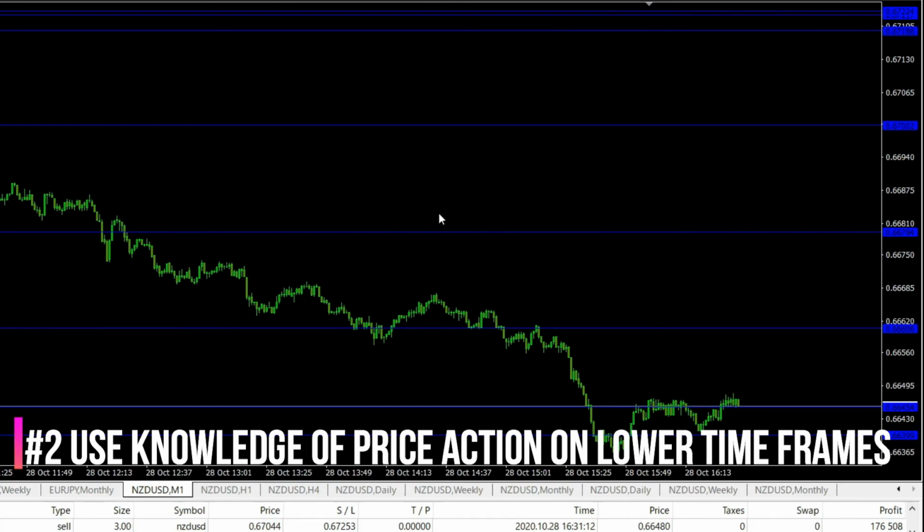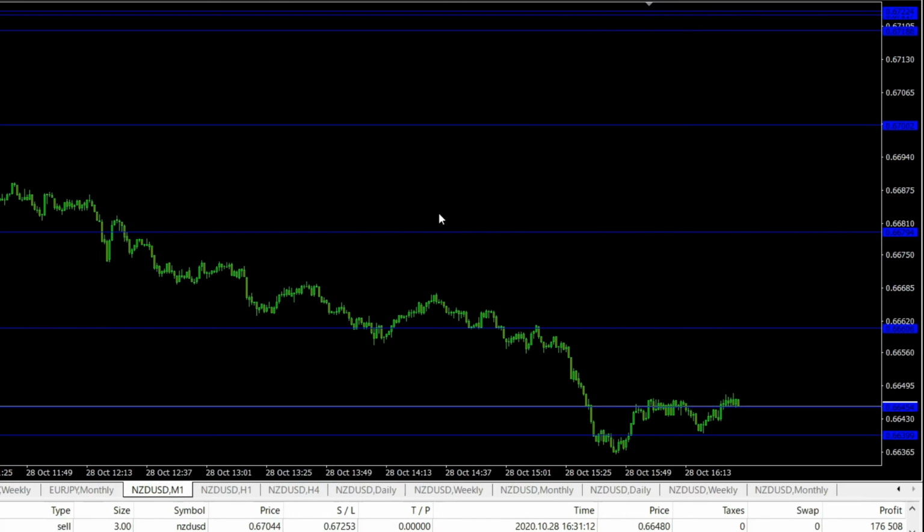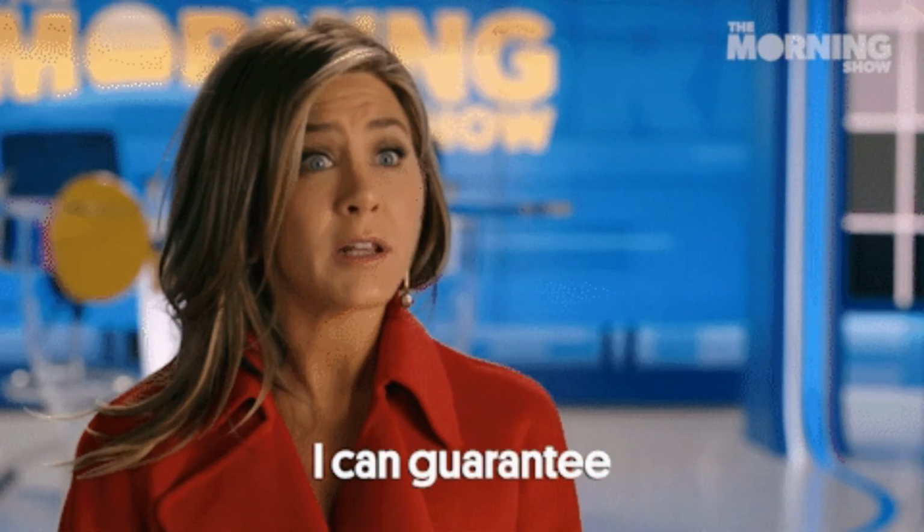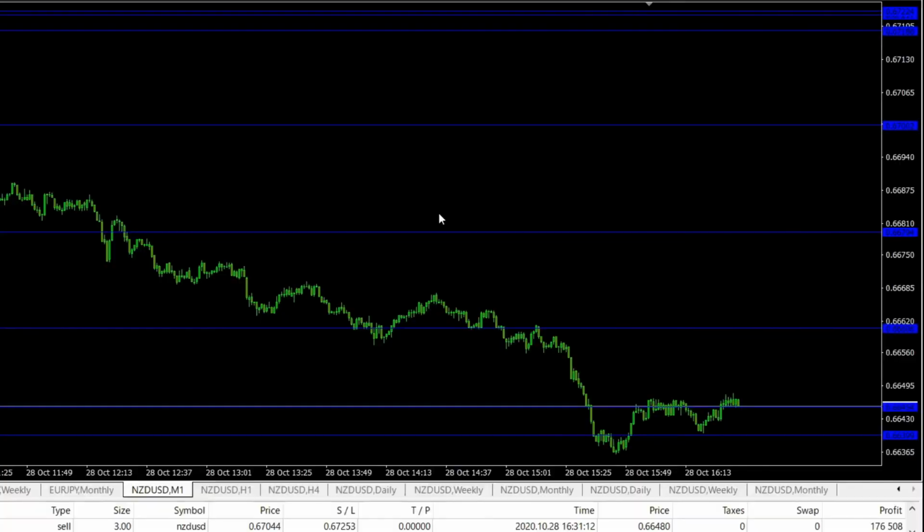Number 2, use your knowledge of price action on the lower time frames while you're in a trade to watch for possible situations where you should abort your trade, incrementally or entirely. Do not underestimate the power of reading price action on the 1 minute, 5 minute, and 15-minute charts. They provide the trader a tool that further refines a strategy's entry, stop loss, and targets.